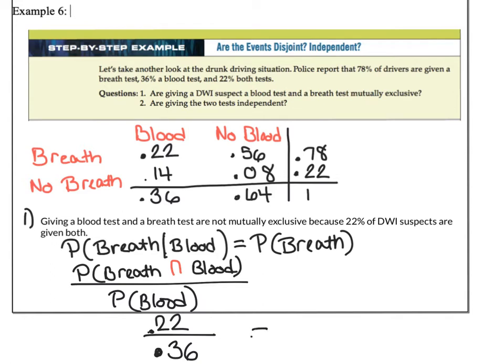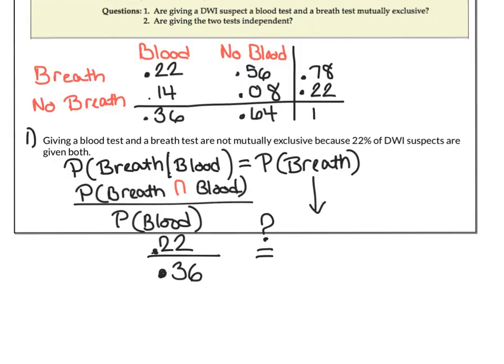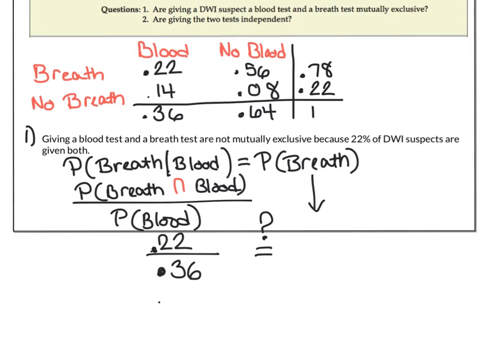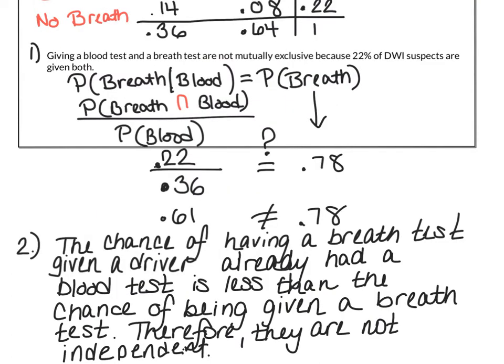Okay, and then I am checking to see if that's equal to the probability of just a breath test. But first, let's calculate what is 0.22 divided by 0.36. And I get 0.61. And then the probability of just a breath test, well, that was given information. That was equal to 0.78. Okay, so what's my conclusion? These two things are not equivalent. So my conclusion is the chance of having a breath test given a driver has already had a blood test is less than the chance of being given a breath test. Therefore, they are not independent.